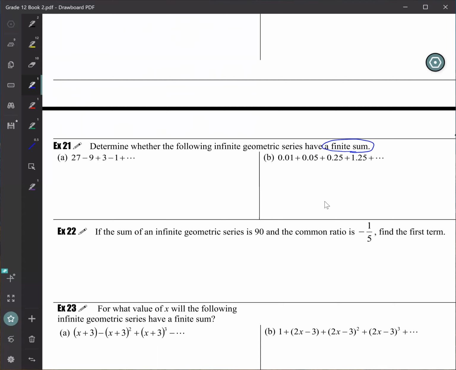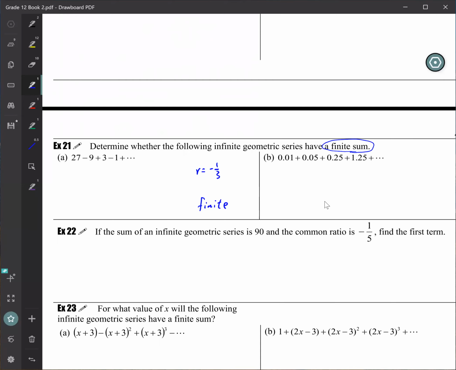All right, let's check the question A. Tiana, what do you think? Finite or not? Okay, finite. And what's the ratio you got? -1/3. Very good. -1/3 is between -1 and 1, right?